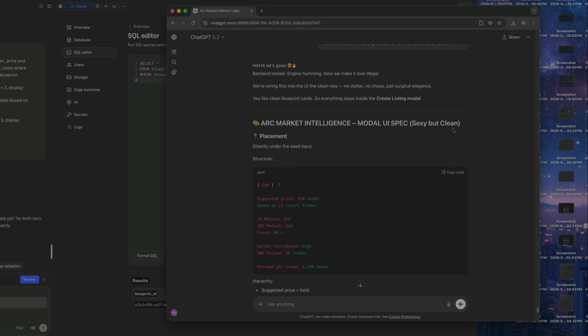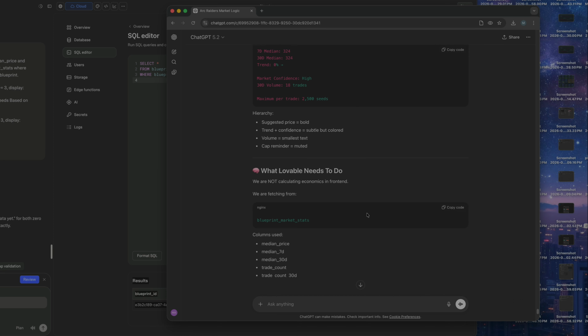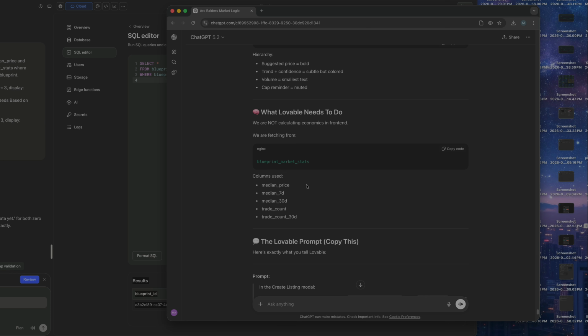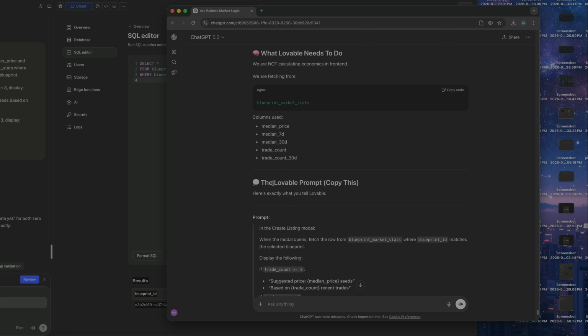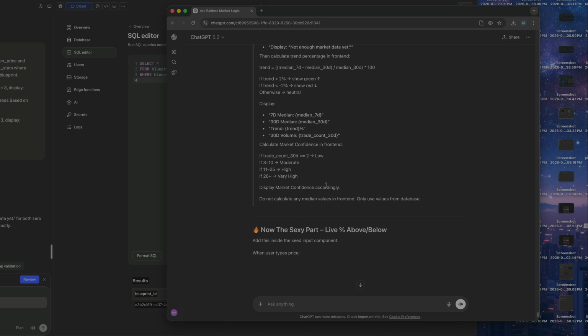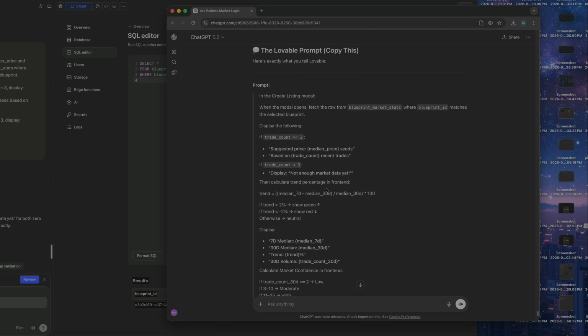You like clean blueprint cards, so everything stays inside the create listing model. Arc market intelligence model. You see specs, sexy but clean. Placement: directly under the seat. 640 suggested. Boom. What level needs to do: we are not calculating economics in the front end. We are fetching from blueprint market stats.